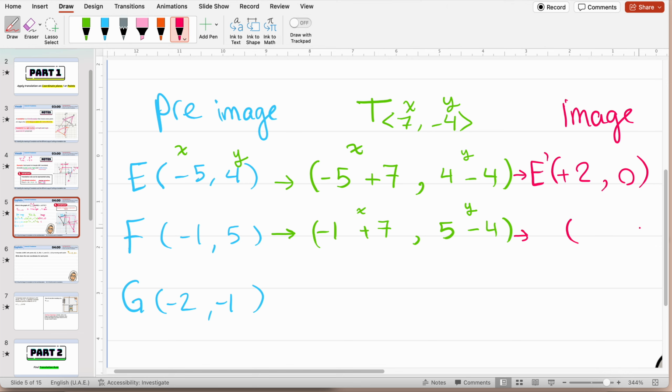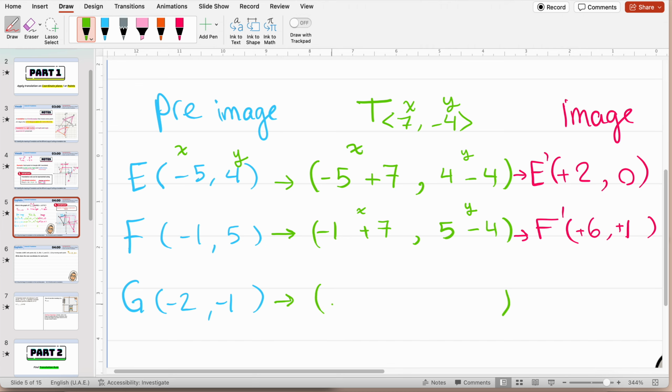Calculate. What do I have? 1 negative, 7 positive, yani 6 positive is the answer. 5 minus 4, it's 1 positive. This is going to be F prime. Now let's do the same for the last one.